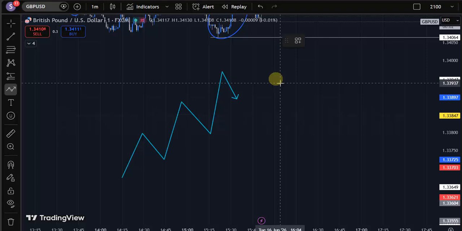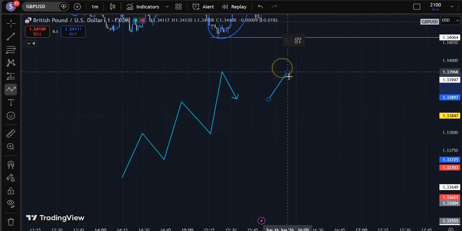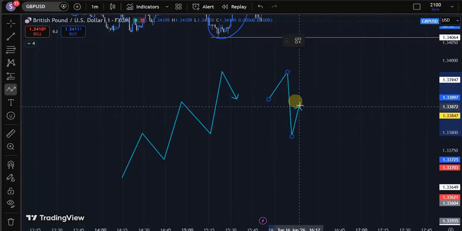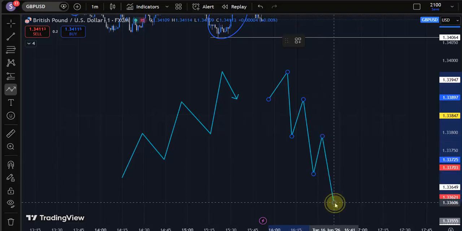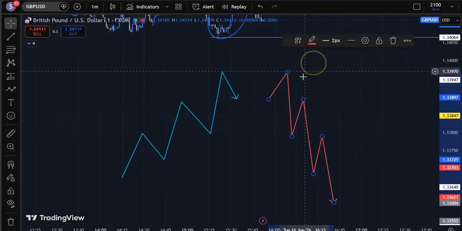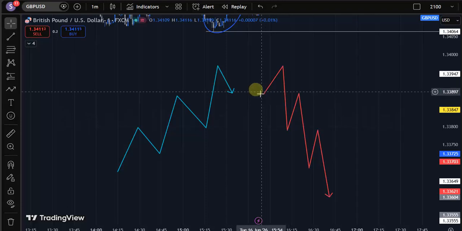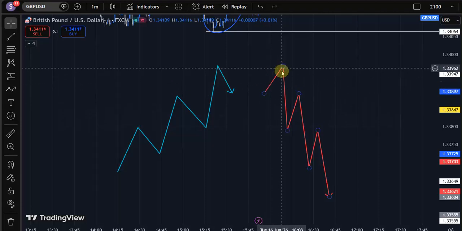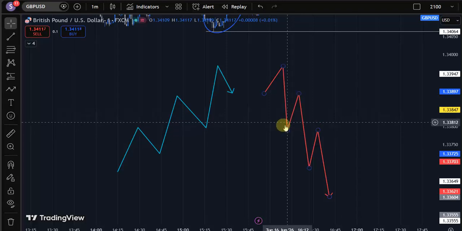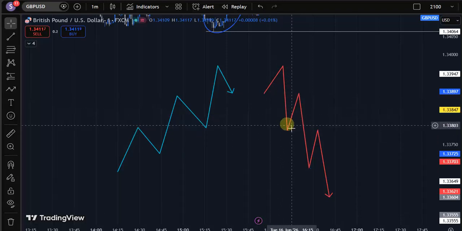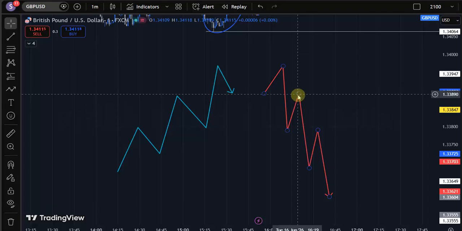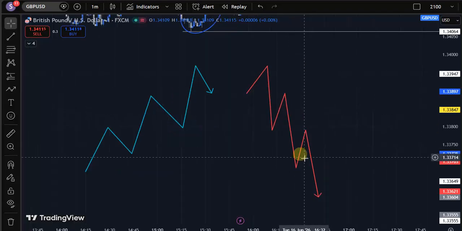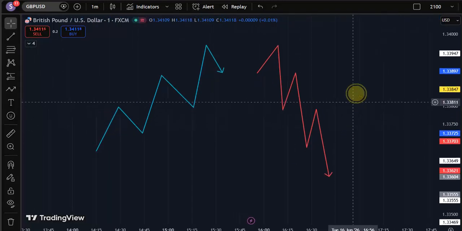In the case of a bearish market, we have lower lows and lower highs, and then the cycle continues. This is a swing low, this is a swing high, and this is a lower low. Why is this a lower low? Because this low is lower than the previous low. Why is this the lower high? Because this high is lower than the previous high. Then the cycle continues.